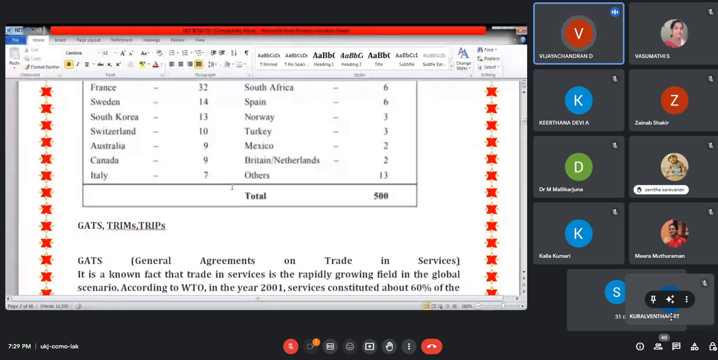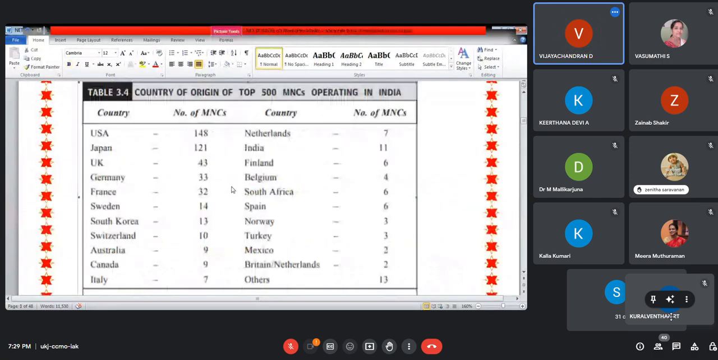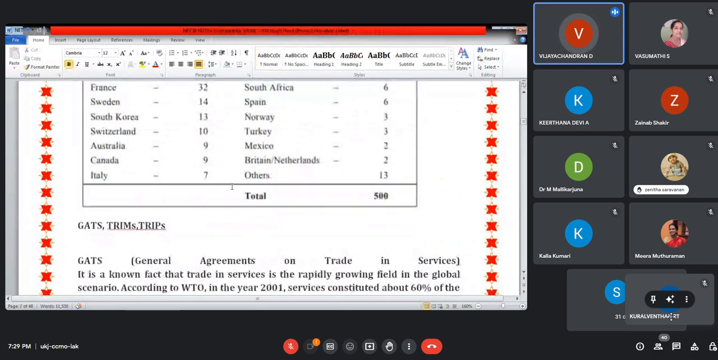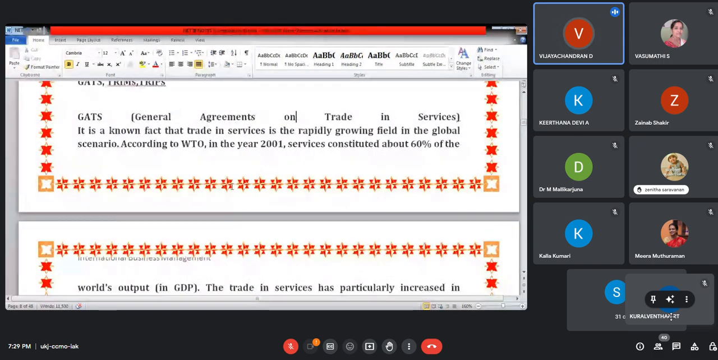Next, I'm moving into the GATS and TRIPS that I have to say. So the General Agreement on Trade in Services. This is the international organization monitoring the services involved in international trade.